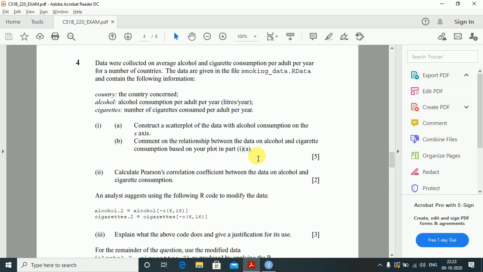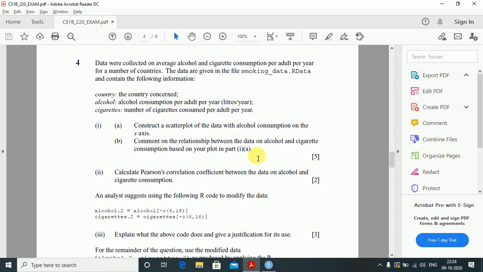Question 4. Data were collected on average alcohol and cigarette consumption per adult per year for a number of countries. The data are given in a file smoking_data.rdata and contain the following information. Country, the country concerned. Alcohol, the alcohol consumption per adult per year. Cigarettes is the number of cigarettes consumed per adult per year.